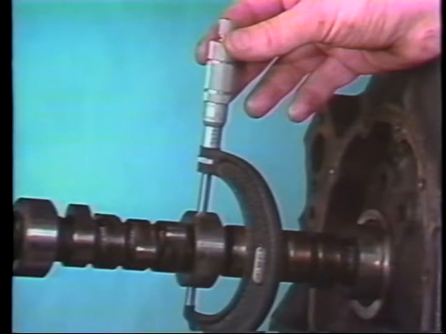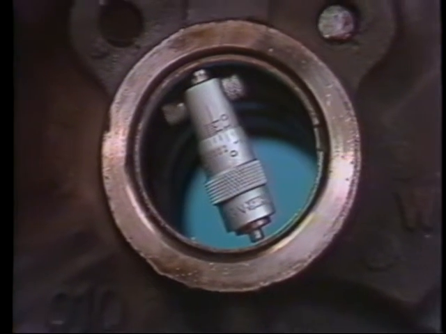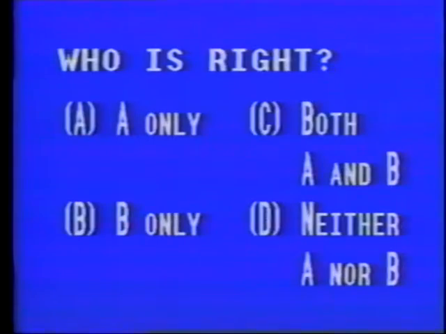If the bearings show no signs of wear, you can measure the cam bearing clearance by measuring the camshaft journal with an outside micrometer and the cam bearing with an inside micrometer. The cam bearing must be measured while it's in the block. As you can see, only Technician B's statement is true. The correct answer is response B, for B only.